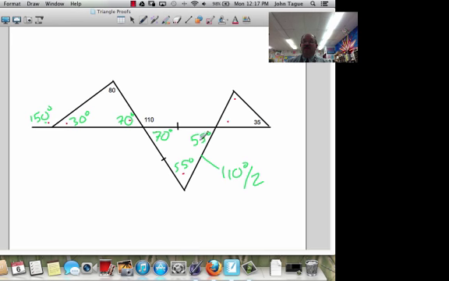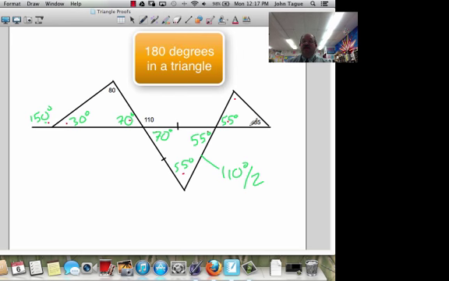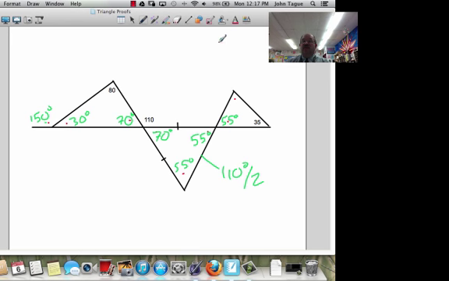If this one's 55, by vertical angles, that's 55. Okay, and then what do we have left? We have 55 and 35, which is 90. So 180 subtract 90 gives me this guy here, which is 90 degrees.